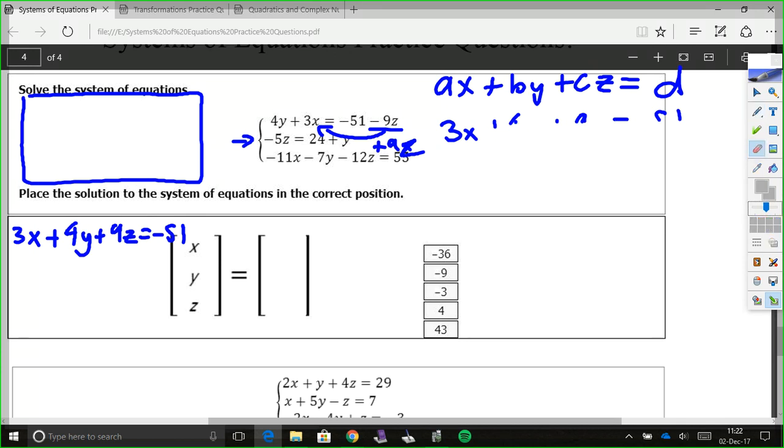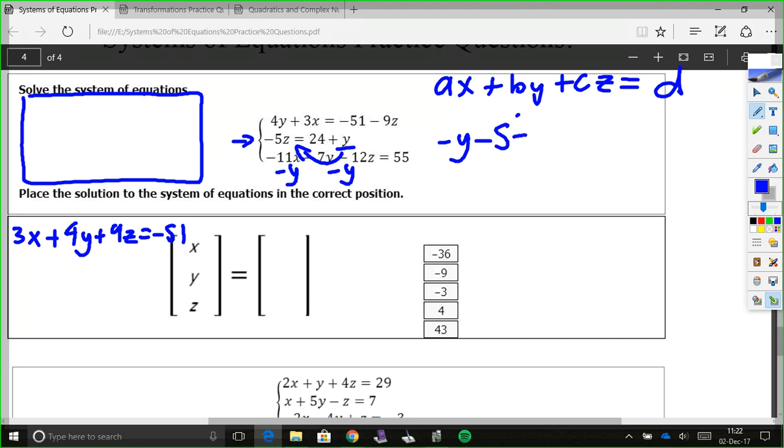Alright, I'm going to erase that, and let's do the second equation. Now the second equation has the y on the right side, and we need to move that y to the other side. So if it's plus y, we would subtract it. That's going to leave that equation as negative y, because we've got the minus y on that side now, minus 5z equal to 24. So that's what that equation would look like if you just move the y to the left side. So let's write that over here. We'll have negative y minus 5z equal to 24.